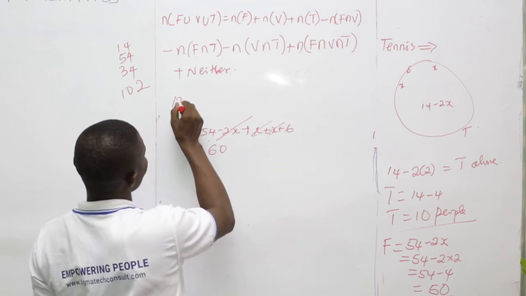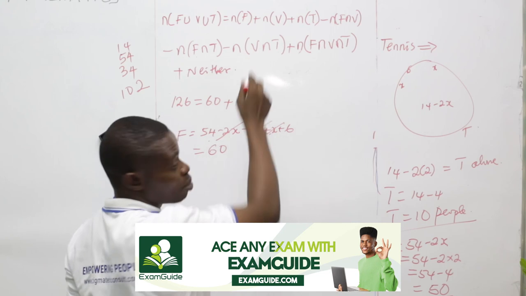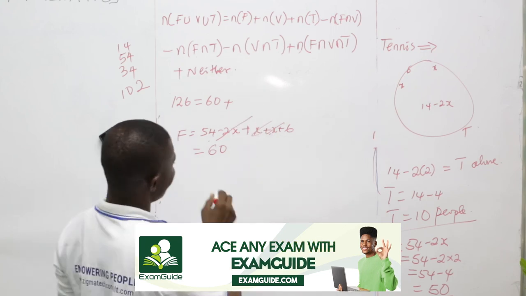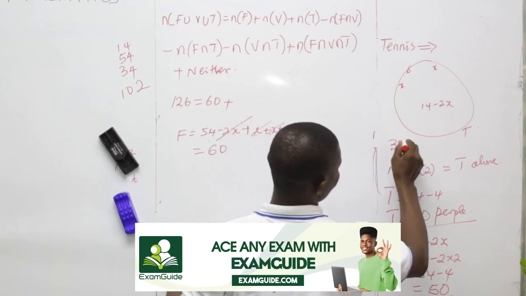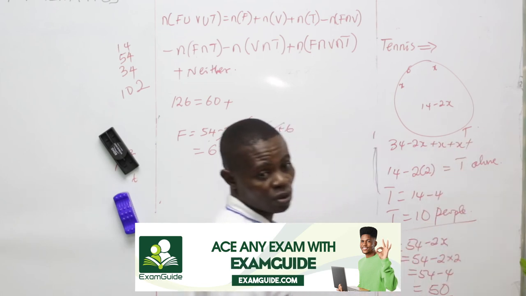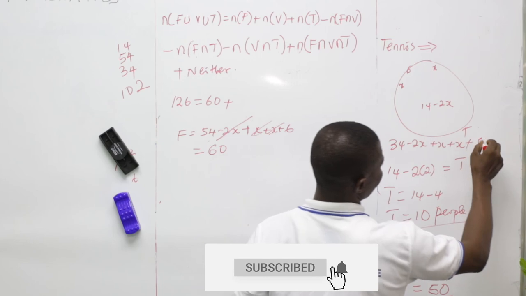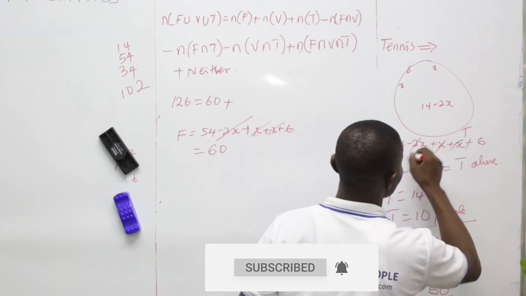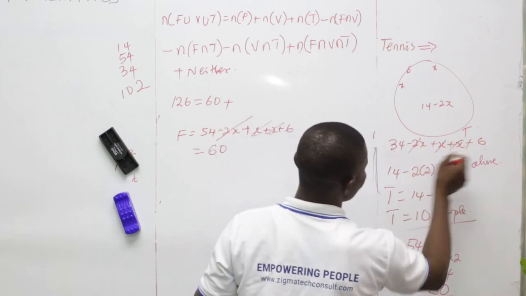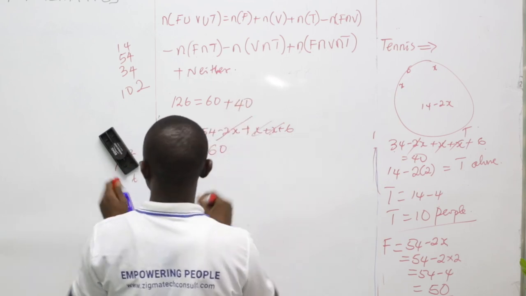That is 126 equals 60 plus number of volleyball. Look at volleyball. I have 34 minus 2S plus S plus S plus who? Check that circle. Plus 6. Meaning this will cancel this. So 34 plus this is what? 40. So plus 40 for volleyball.